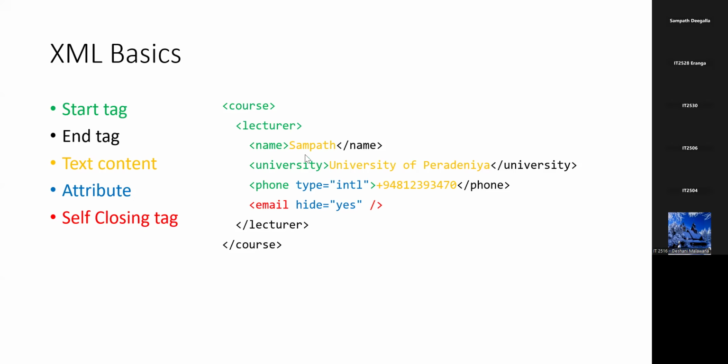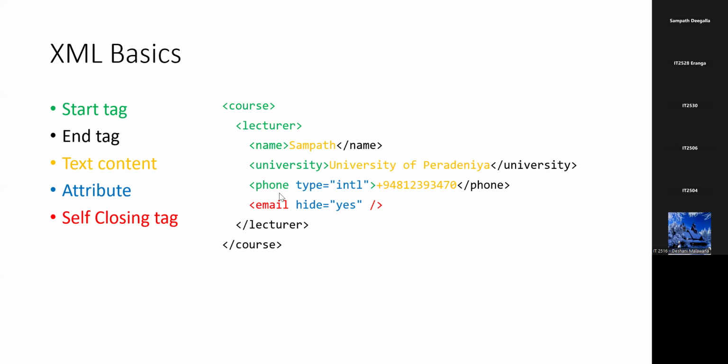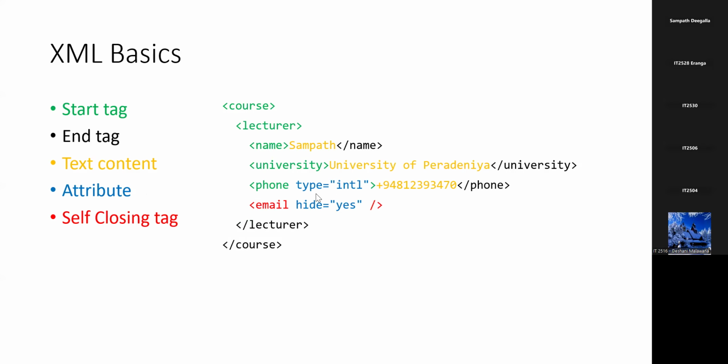And then what is inside these tags, we call the text content. And of course, you can have attributes as well. Now, in this particular case, you can notice compared to this one, we have extended the phone, right? Here we have just the phone number in the local format. But let's say I want to say a type. It's an attribute that I'm going to use to say that, okay, I'm going to use an international format. So that's the attribute.